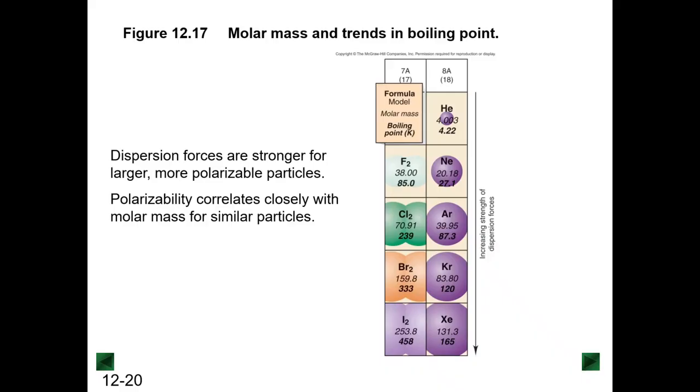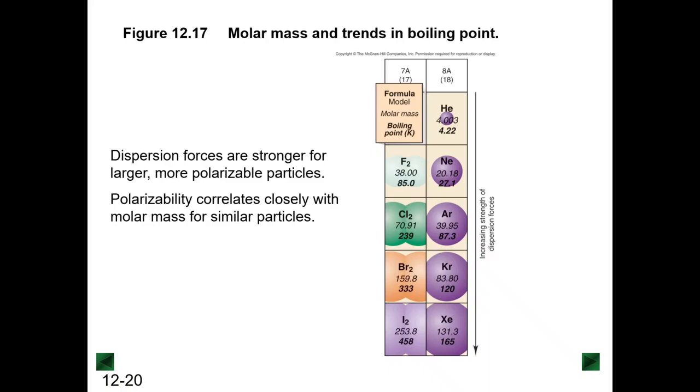Helium is the smallest atom, and you can see its boiling point is only 4.22 Kelvin. So it's a very low boiling point for liquid helium. Liquid helium boils quite easily. Then neon has a boiling point of 27.1 Kelvin, argon at 87.3, krypton 120, and xenon 165. You can see the boiling point goes up. And the boiling point has increased because the London force has become much larger for xenon than it is for helium.